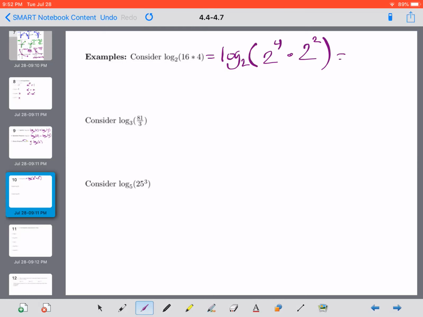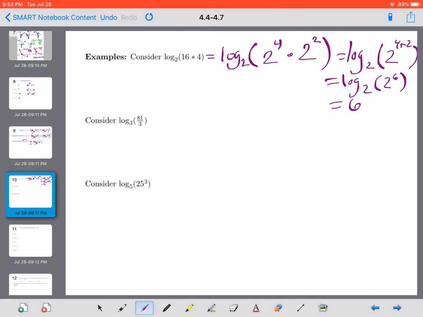So I could write this as log base 2 of 2 to the power of 4 plus 2. Right? Because this is how multiplying two exponents with the same base works. You add the exponents. This is equal to log base 2 of 2 to the 6th power, which is equal to 6.